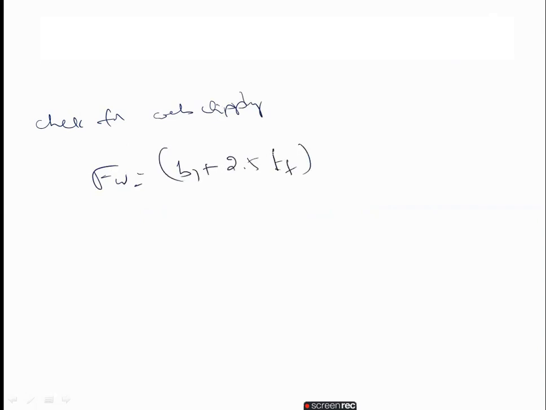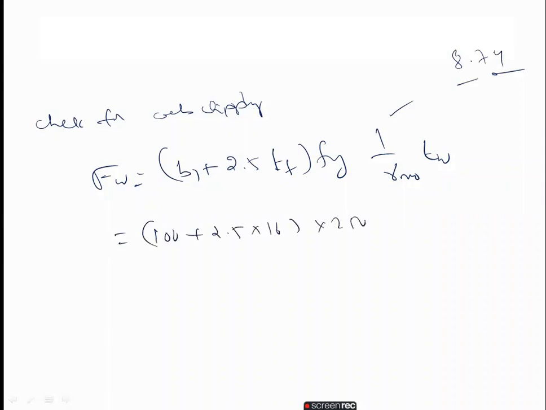In the same way, calculate the check for web crippling. That is Fw equal to B1 plus 2.5 into tf, into fy into 1 by gamma m0, tw. This is also available in clause number 8.7.4 in the IS 800 code book. Once I substitute here, that is 100 plus 2.5 into 16, fy is 250 by 1.1 partial safety factor, tw is 16. So you will get 509.09 kilonewton, which is greater than V. So it is also safe.